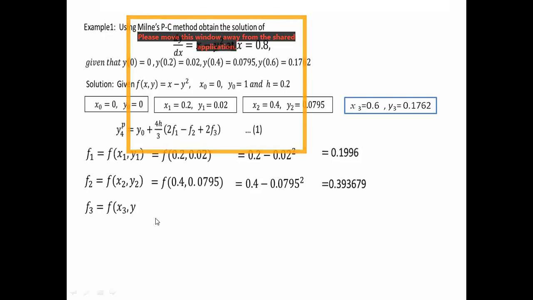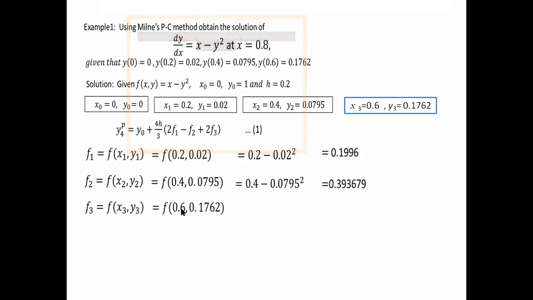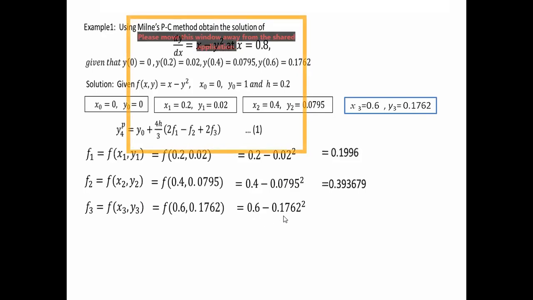Similarly, get the value of f3. f3 is f of x3 comma y3. That is, this is x3, it is y3. So f of 0.6 comma 0.1762. Now they are related by this relation, 0.6 minus, that means x minus y square. X is 0.6, y is 0.1762 square. Simplify this on calculation. We see that it is 0.56895.